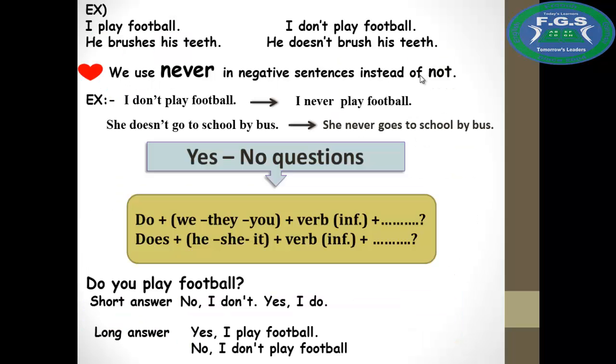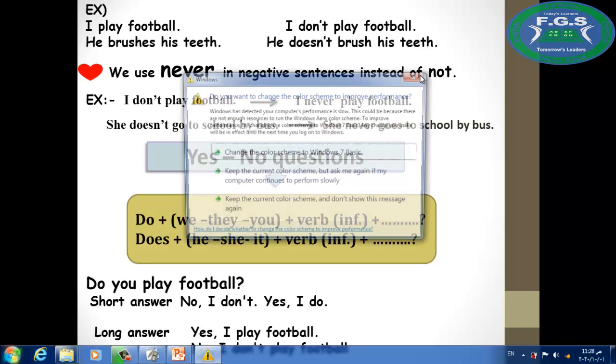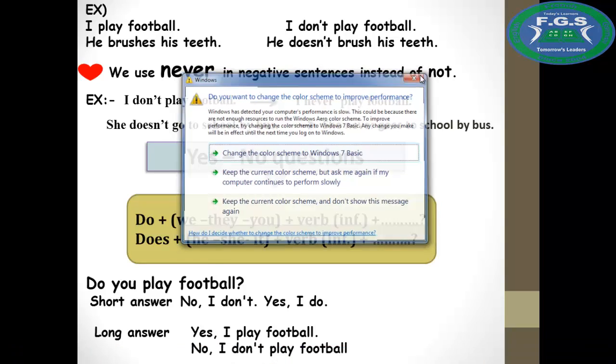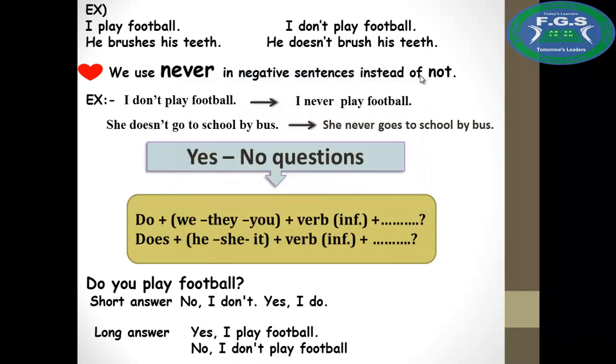For example, I play football. In negative, it will be I don't play football. Number two, he brushes his teeth. In negative, it will be he doesn't brush his teeth. Okay? Note that we use never in negative sentences instead of not.